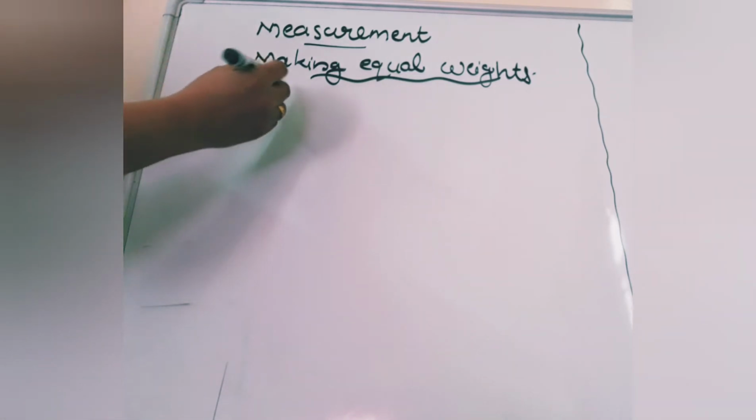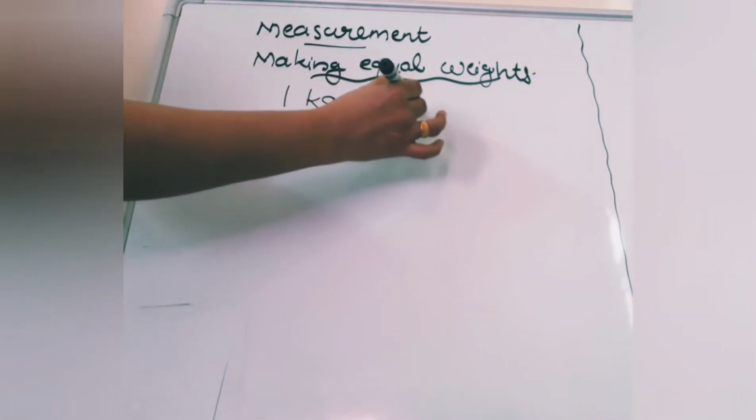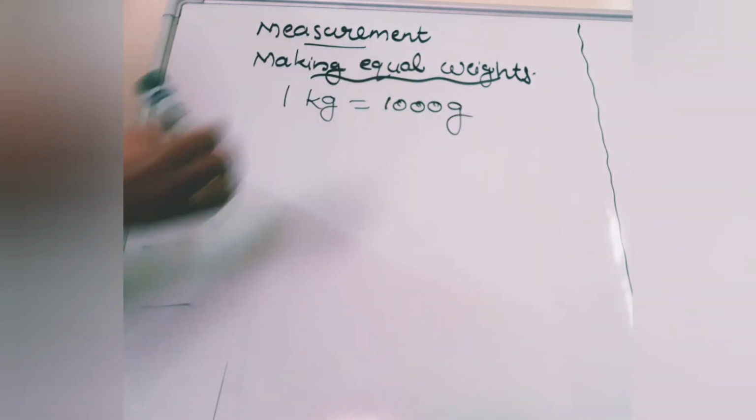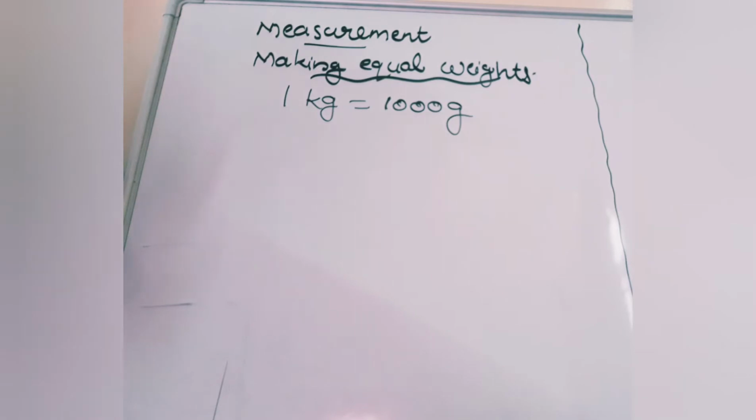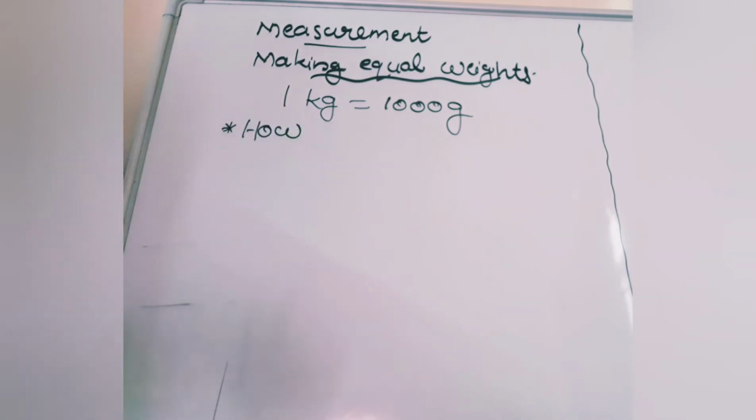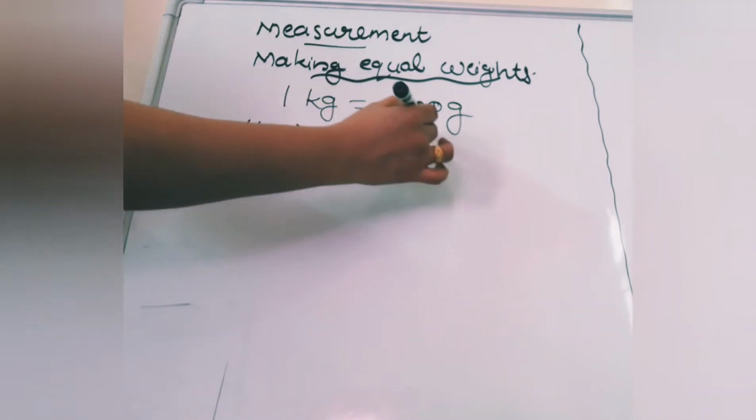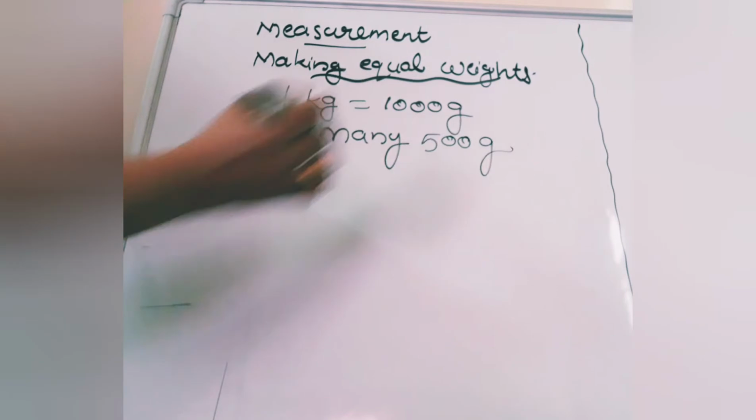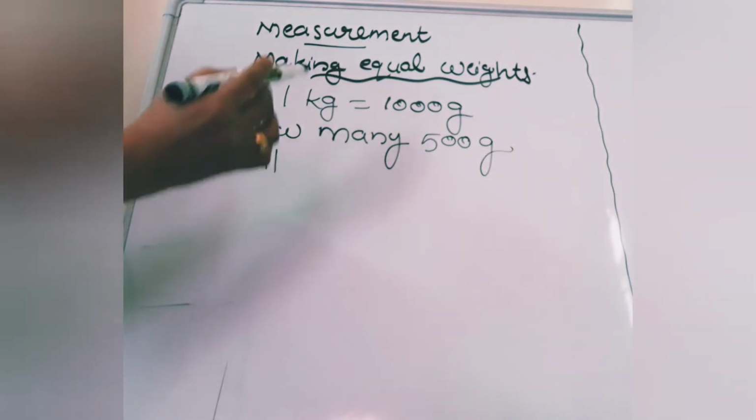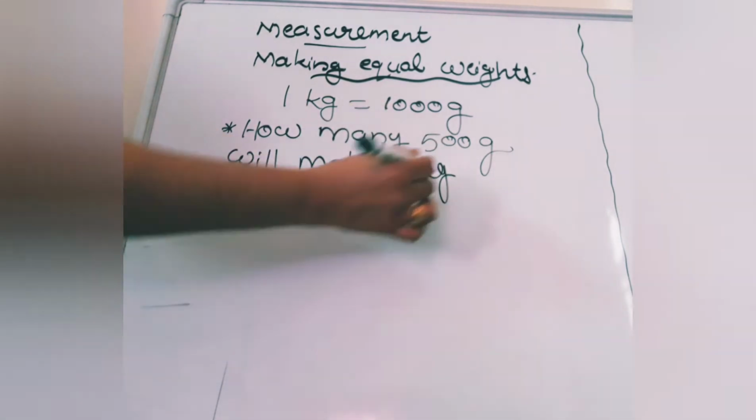For example, we know that 1 kilogram is equal to 1000 gram. This we have already discussed. 1 kilogram equal to 1000 gram. Now, how many 500 grams will make 1000 gram, or how many 500 grams will make 1 kg? Our question is: how many 500 grams will make 1 kg? So how to find this?